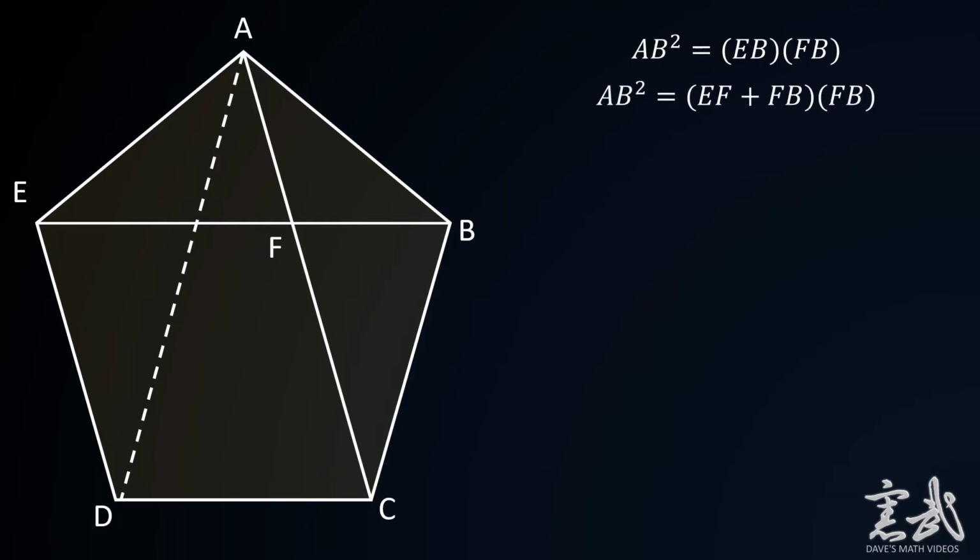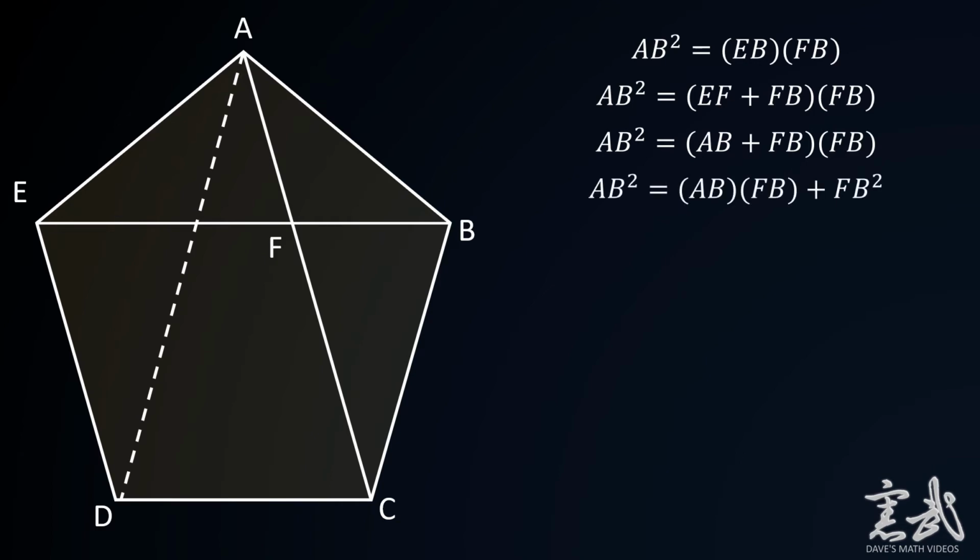Moving on, we can say that since EB is a diagonal of the pentagon, it's equal to EF plus FB. And since EF and AB are once again the same length, we can replace EF with AB to get the equation AB squared is equal to AB plus FB times FB. We can then distribute the FB and get AB squared is equal to AB times FB plus FB squared. If we divide through by FB squared, we get AB squared over FB squared is equal to AB over FB plus 1.